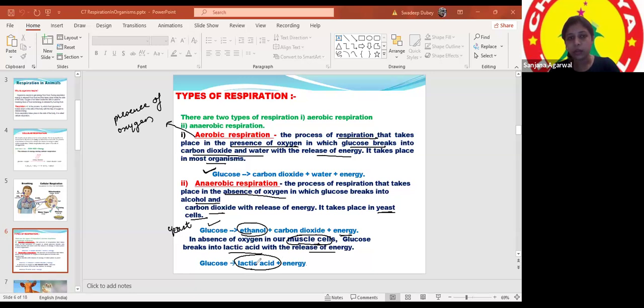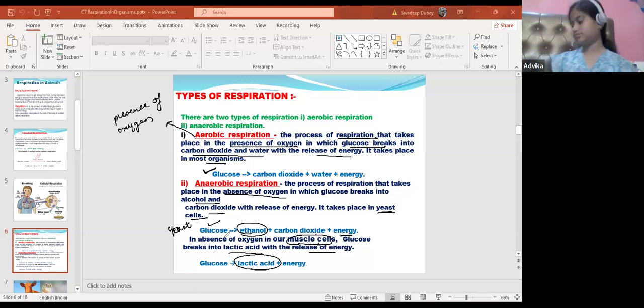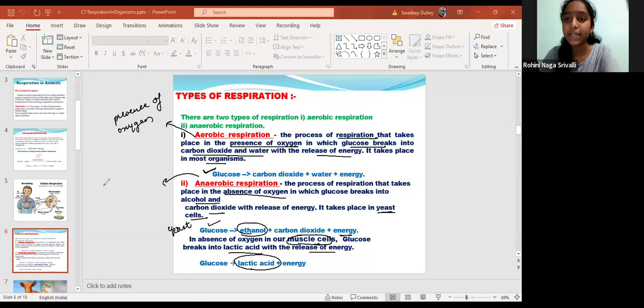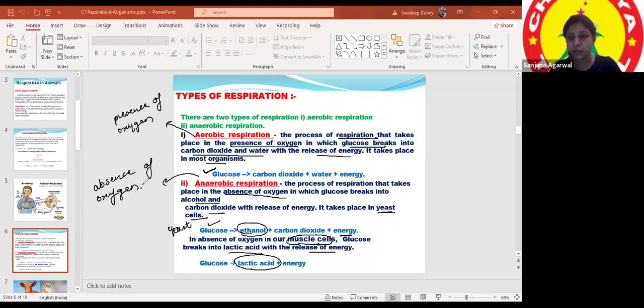Okay, ma'am. Note this down. Ma'am, can you explain anaerobic respiration once again? Like, without oxygen, how does respiration take place? Because there is a lack of oxygen, glucose will still break down with a limited supply of oxygen, but 6 molecules of carbon dioxide will not be released out, and we'll be getting lactic acid.